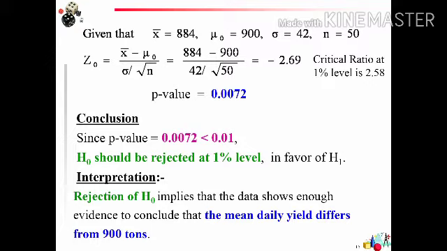The critical value at 1% level is 2.58. Here the p-value is 0.0072. So what is the conclusion? The p-value is less than 0.01, or less than 0.05.